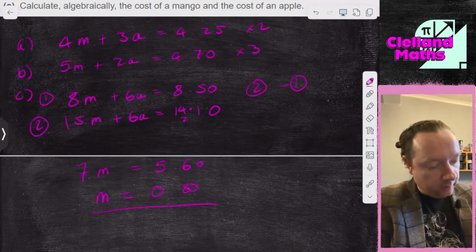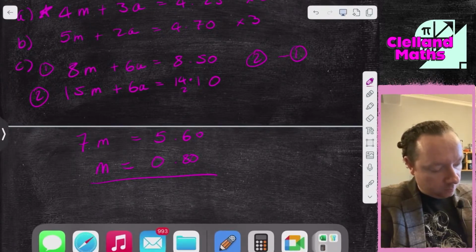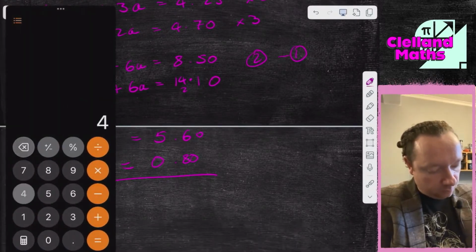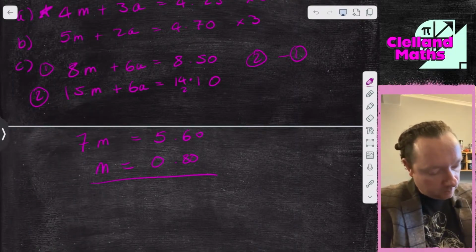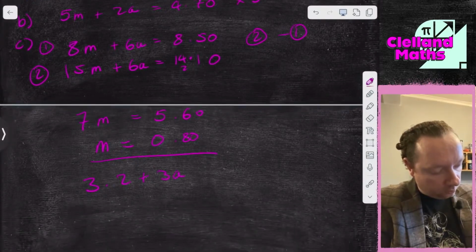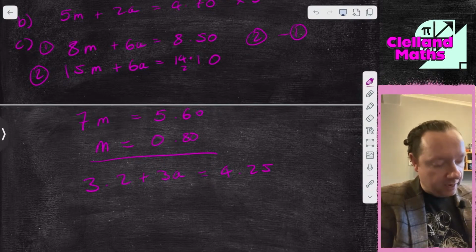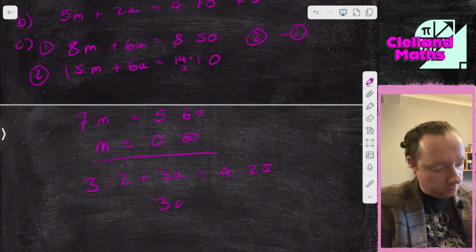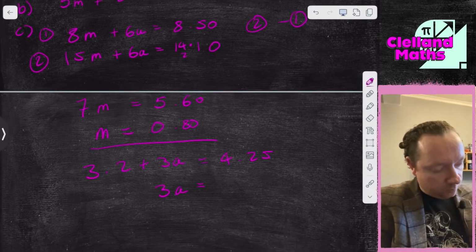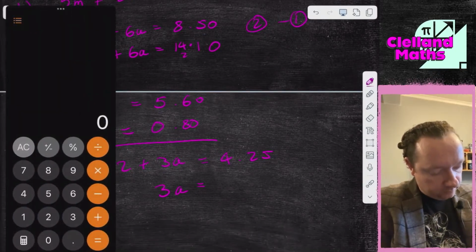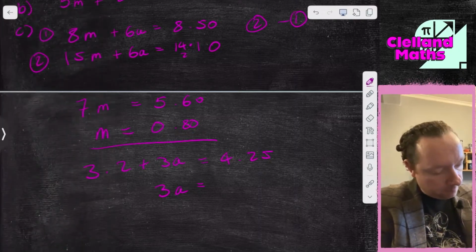Now we sub into one of our equations, so I'll just pick the top one. 4m, well, 4 times 0.80, again, if you're not confident, 4 times 0.80 is 3.2, plus 3a, and the top was 4.25. So now I need to do 4.25 minus 3.2. That'll be 1.05, but if you're not confident, 4.25 minus 3.2, 1.05.